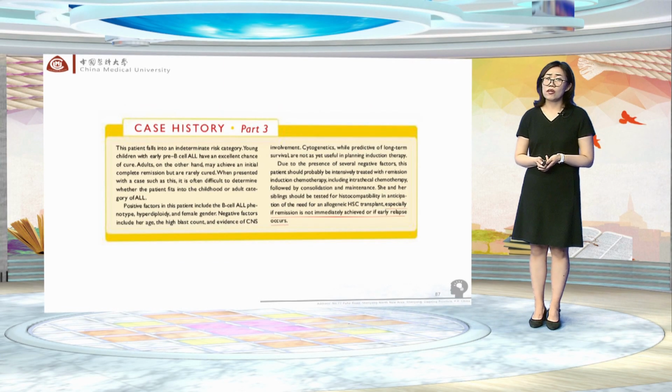Young children with early pre-B cell ALL have an excellent chance of cure. Adults, on the other hand, may achieve an initial complete remission but are rarely cured. When presented with a case such as this, it is often difficult to determine whether the patient fits into the childhood or adult category of ALL.